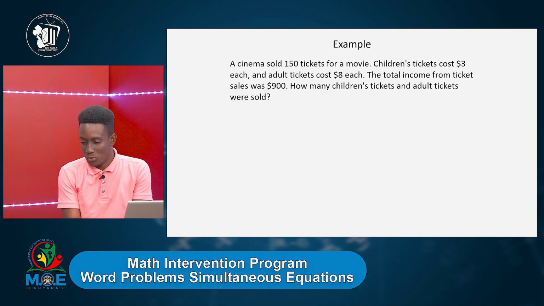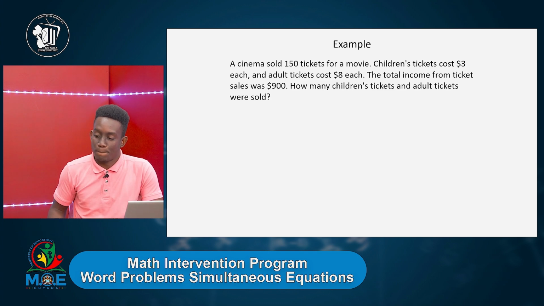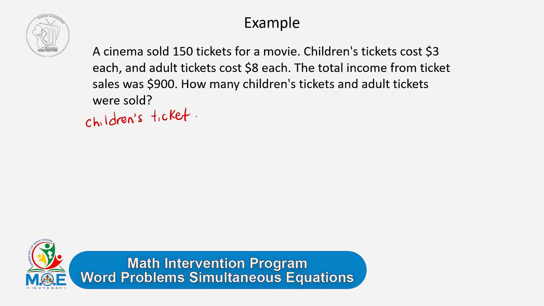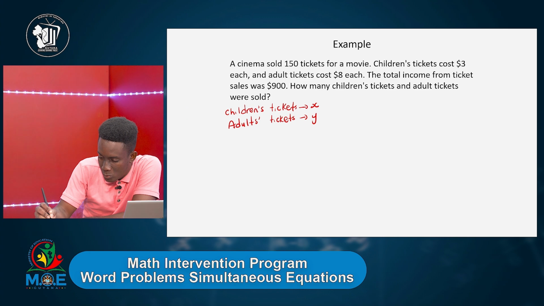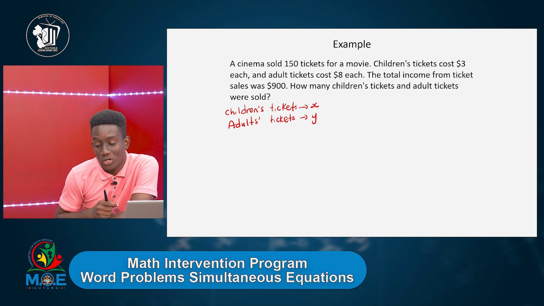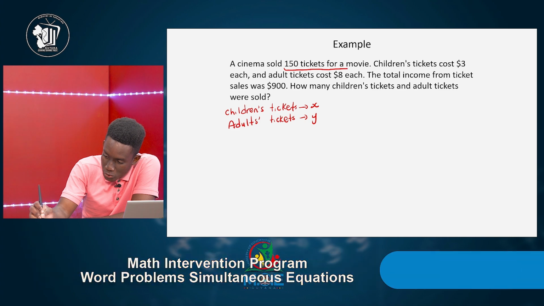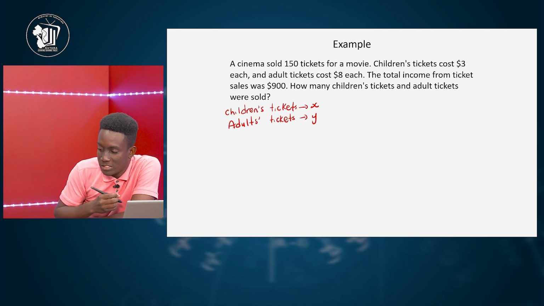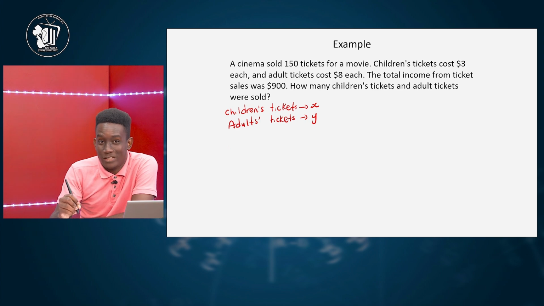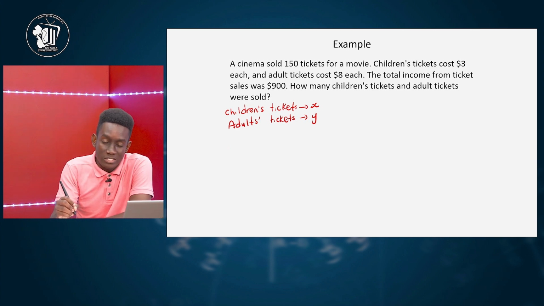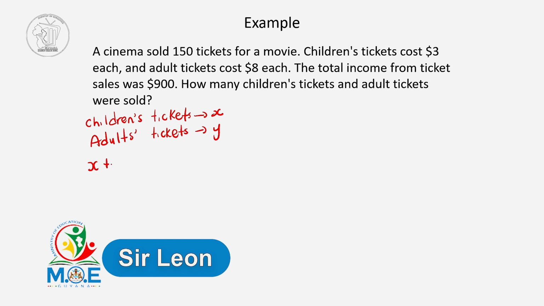First of all, let's use some variables to represent children's ticket and adult ticket. We can use the variable x to represent the children's ticket, and adult we'll use y. First things first, we saw that 150 tickets were sold. To get the total number of tickets sold, we just have to add the total number of children's tickets sold and the total number of adults tickets sold. This will be x plus y is equal to 150.